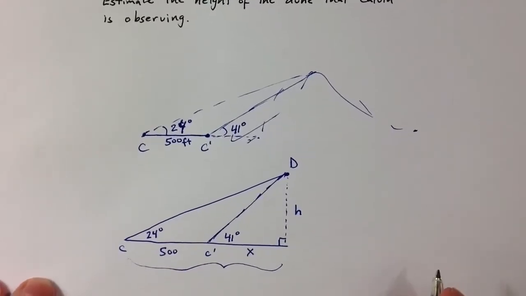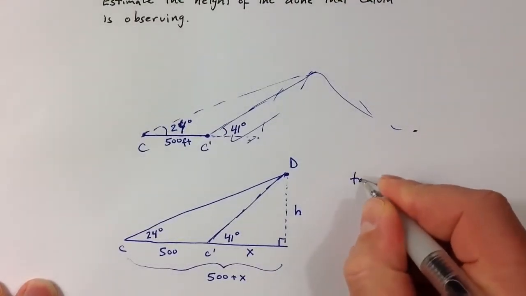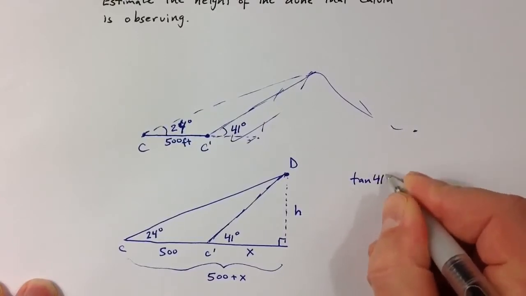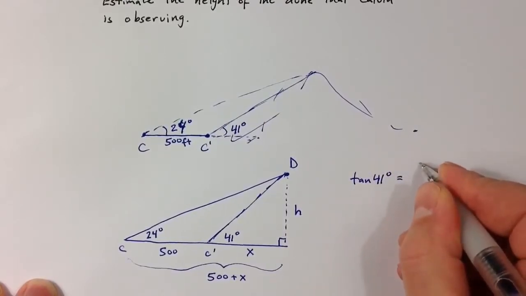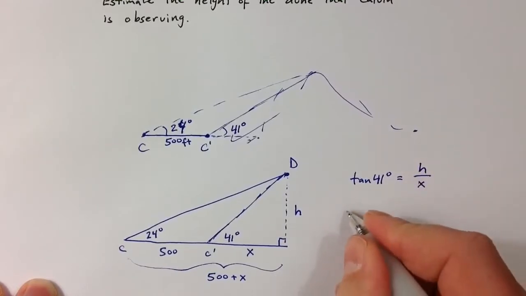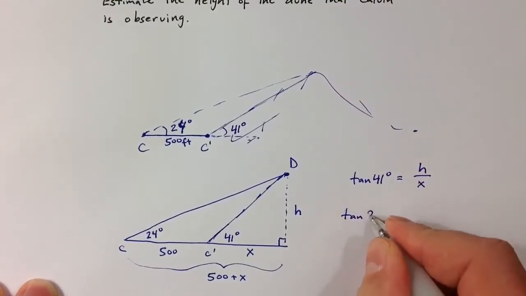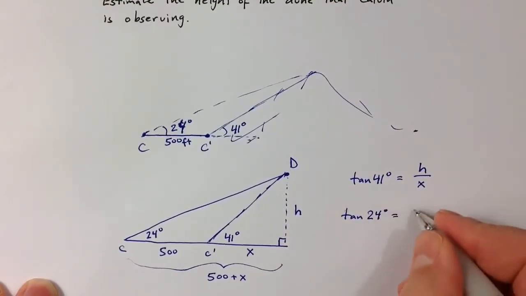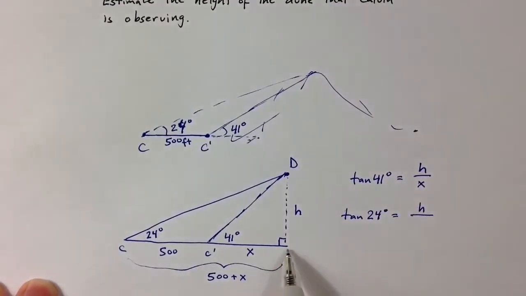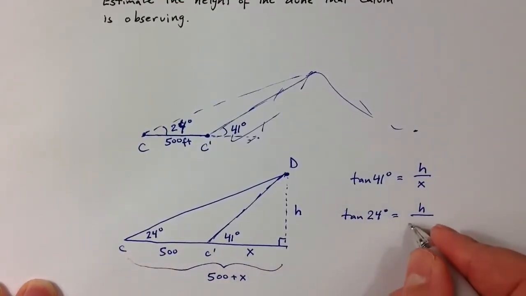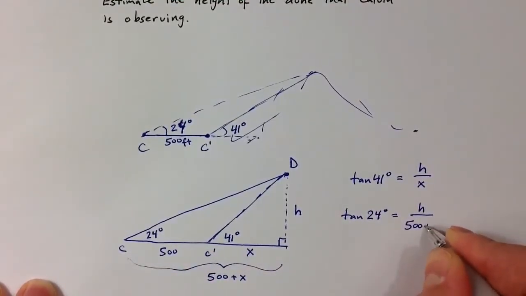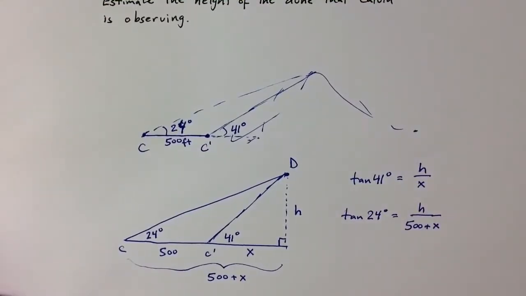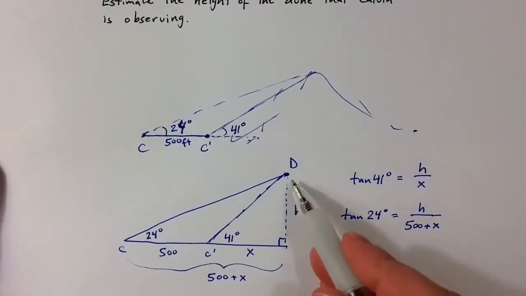And so we can set up a system of equations, a pair of equations, using the fact that tangent of 41 degrees equals h over x, and tangent of 24 degrees equals h over both of those distances, the whole distance, which is 500 plus x. Using those two equations, we can work through some algebra and solve for the height that we're interested in finding.